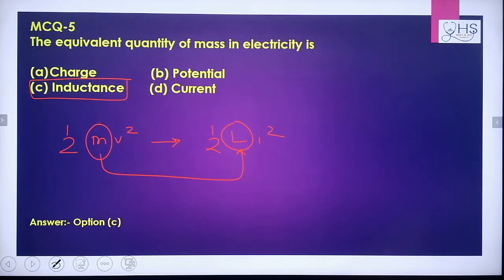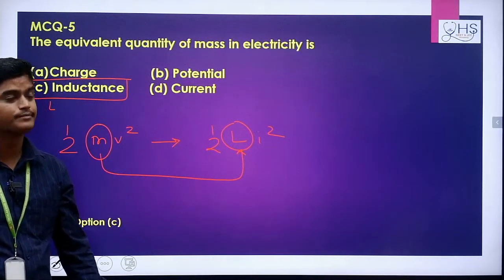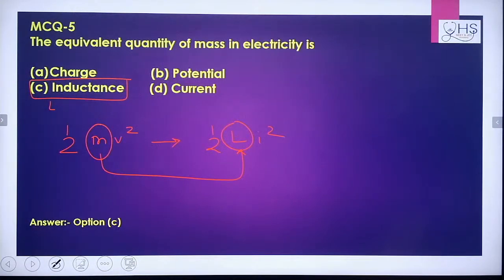So that you can understand. Just as mass opposes translational motion, similarly inductance L will oppose the growth or decay of current. So it will oppose current flow. Just keep that in mind. So these are your equivalence questions.